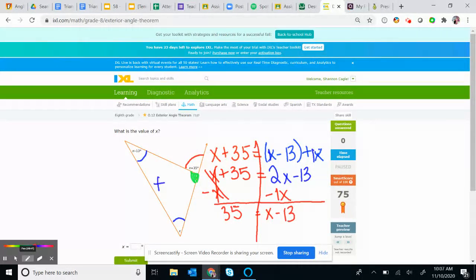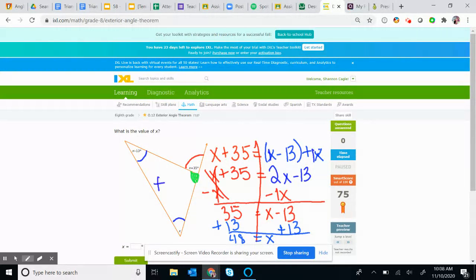So now that x is on the right, I want the integers on the opposite side. So I'm going to come over here and I want to move this negative 13. So I bring it over here. They're subtracting, so I have to do the opposite, the inverse operation, if you will. So 35 plus 13 would give us 48. And 48 is equal to x.